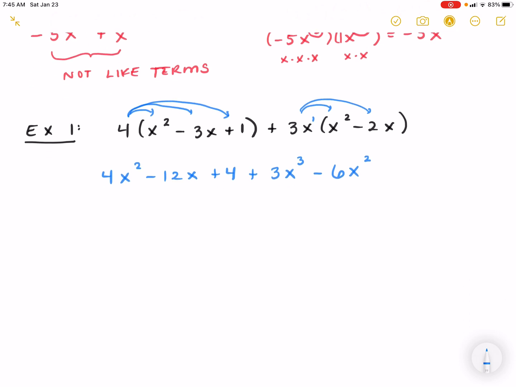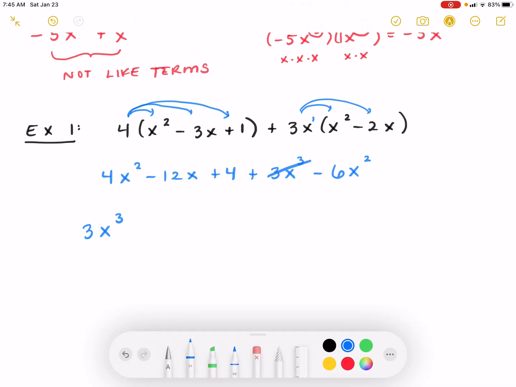So now I go to combine like terms, and I see that I have an x cubed, and there's nothing to combine it with. So let's bring that down. And then I have my x squared terms, and I notice that there's a 4x squared and a negative 6x squared, which is going to combine to make a negative 2x squared. I see that we have this linear term right here with nothing to combine it with, so let's bring that down. And then finally, I see that there's a plus 4 and there's no other constants.